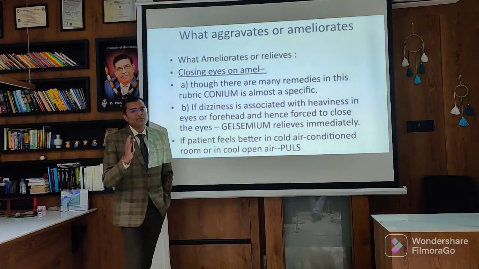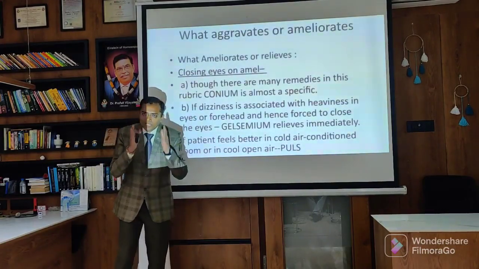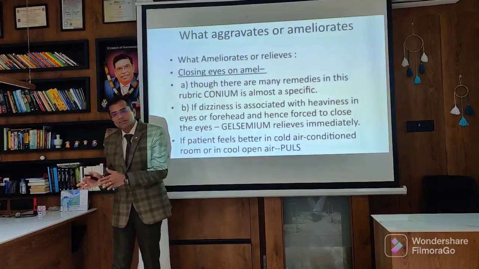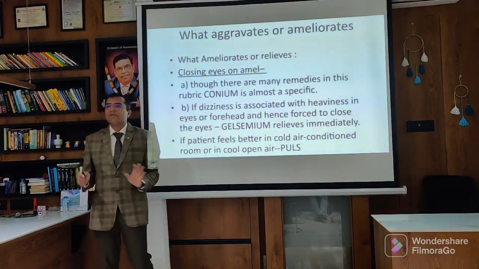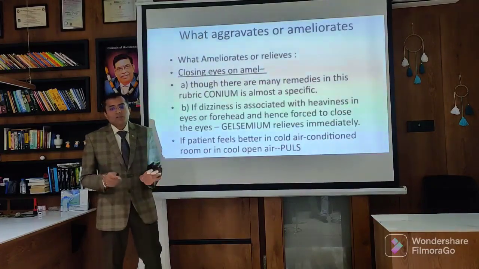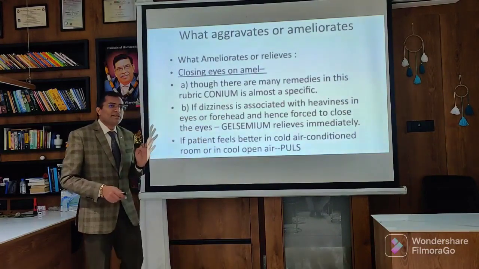In that case we have to understand: if the ameliorating modality is there, you can directly enter the rubric. If the aggravating modality is there, you can directly enter the rubric. So there is one: closing eyes ameliorates. Vertigo ameliorated by closing eyes. Though there are many remedies in this rubric, Conium is almost specific.